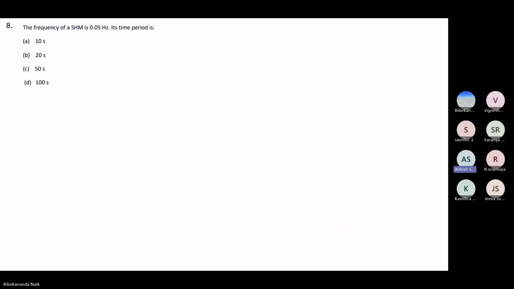So 20 seconds. Yes, because we all know time period is 1 by frequency. So it will be 1 by 0.05, or it will be 20 seconds.